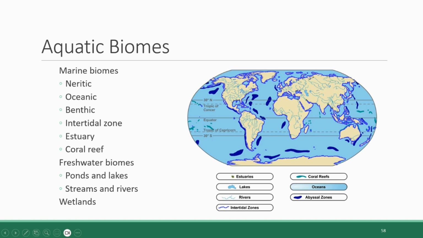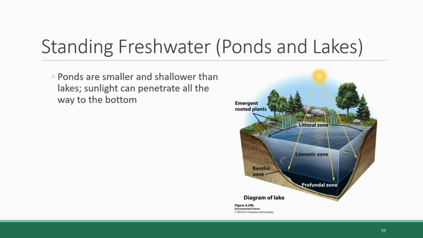So we just finished looking at marine biomes, and now we're moving on to freshwater biomes. Freshwater biomes are divided up into the standing freshwater biomes, which include ponds and lakes, and then the running freshwater biomes, which are the streams and rivers. So we'll start with ponds and lakes.